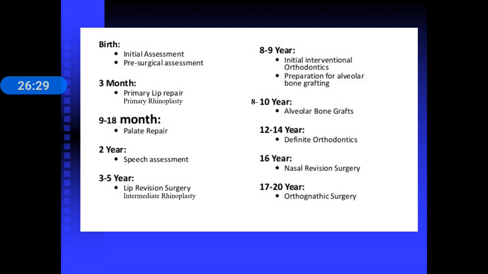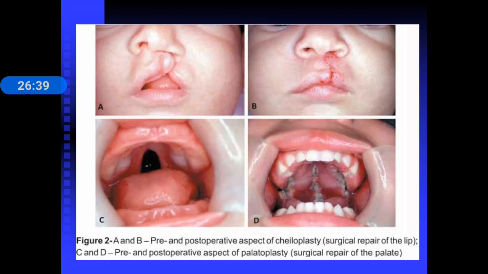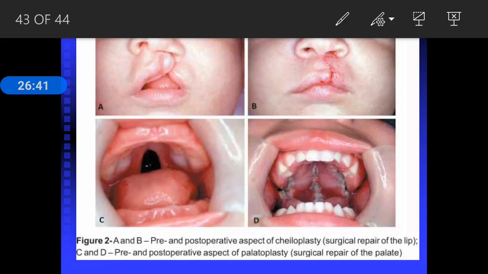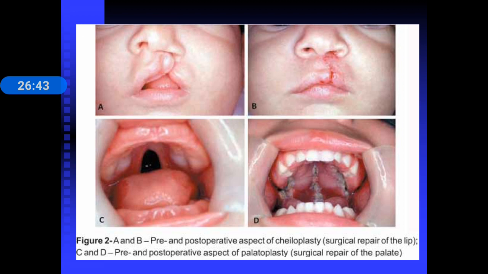So this is how it looks like. It's the same thing in the flow chart. So cleft lip after surgery, cleft palate and after surgery. So this picture here shows the von Langenbach technique. By seeing the scars itself, you can make it out.